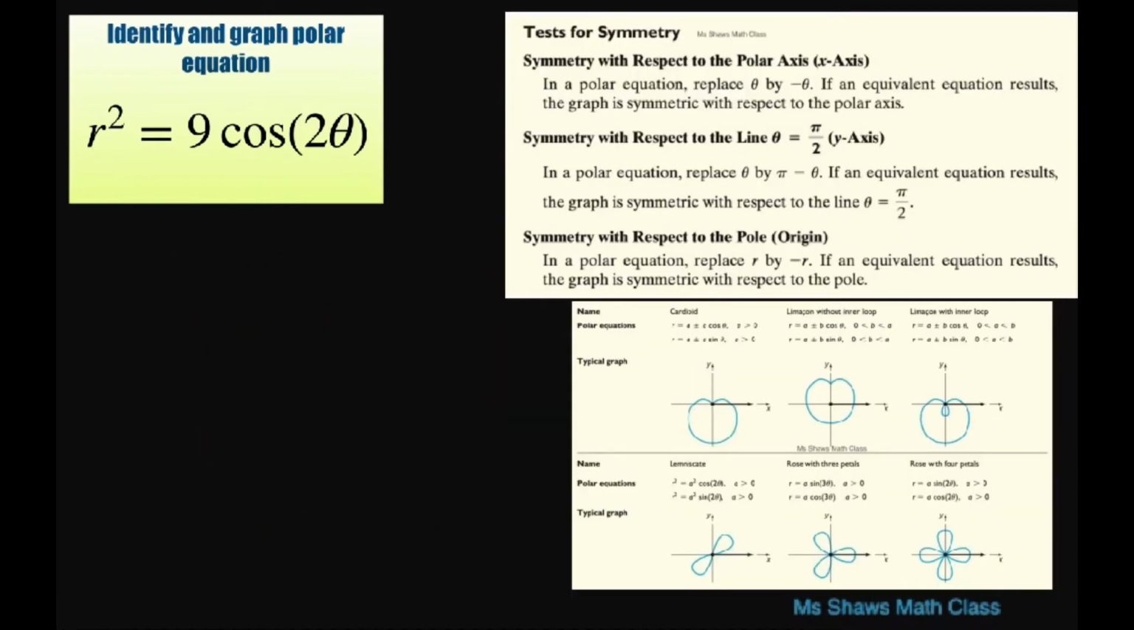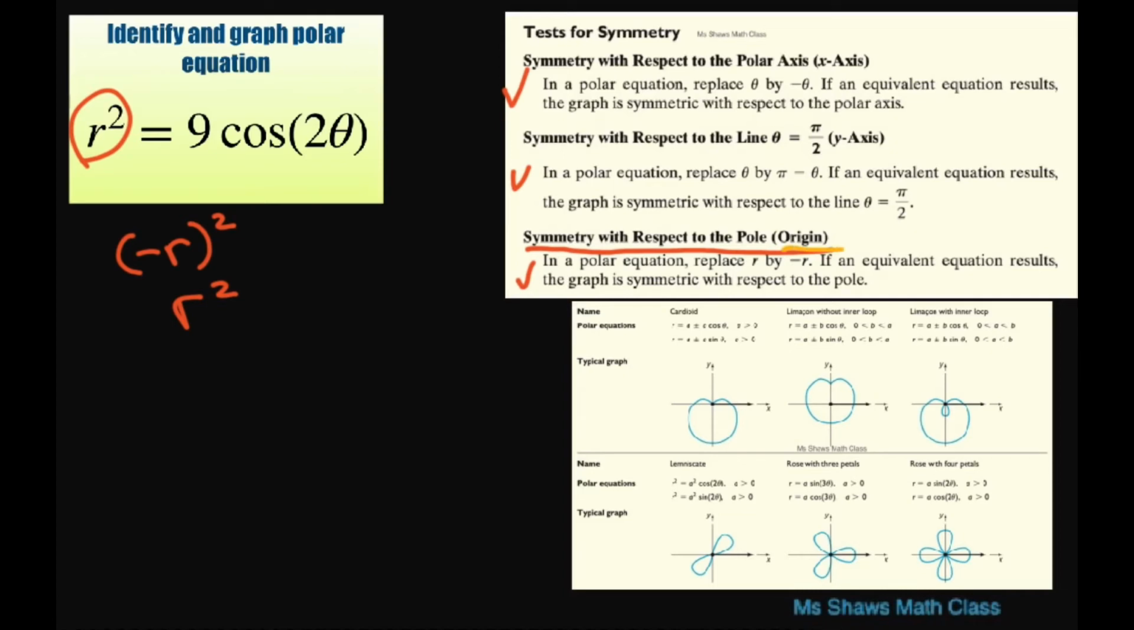Therefore, we do not need to do our symmetry with respect to the pole. Actually, you could, if you substitute in negative r squared here, you're going to get r squared. So that's what that test is. But because it's symmetric to both of these conditions, then that means it's also going to be symmetric to the pole, the origin.